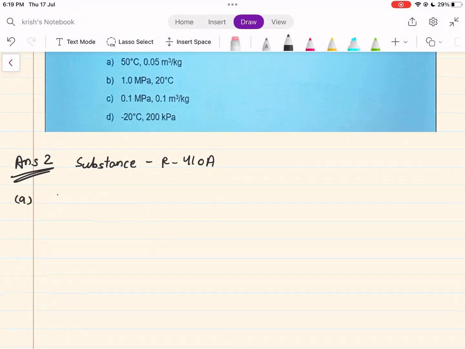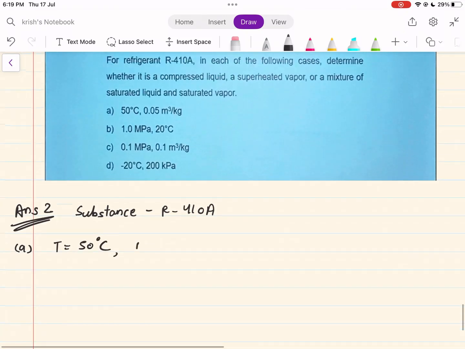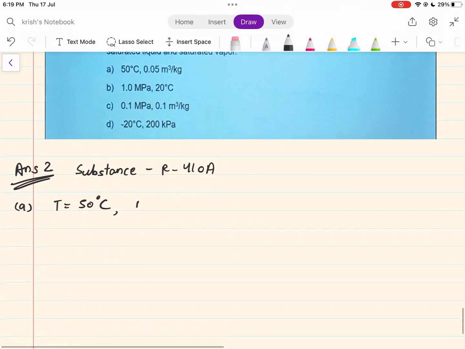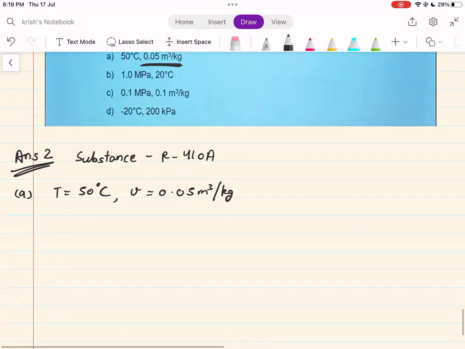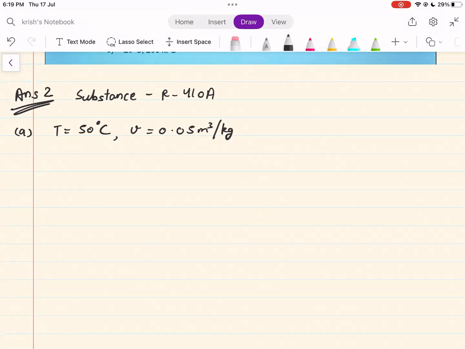Okay, let us do part A. T is 50 degrees Celsius. And what is this? See, now they've not given us what this quantity is, so we'll have to figure out what it is by the units. Meter cube per kg is the unit of specific volume. So we can say that the specific volume has been given as 0.05 meter cube per kg. So now let us draw the diagram.